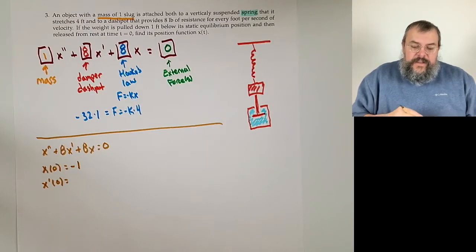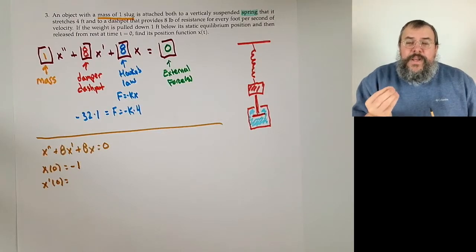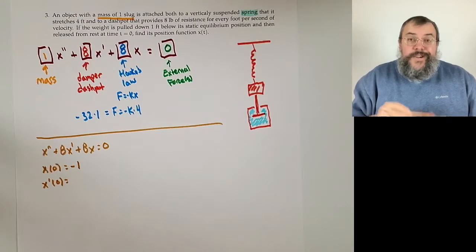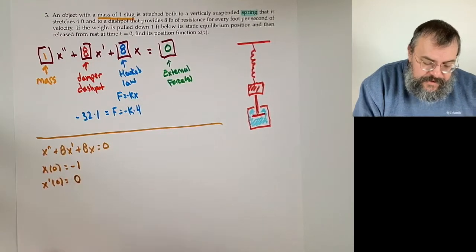And then it says released from rest. What does that mean? Well, it means that you pulled it and then you just let it go. In other words, there's no initial velocity. So x prime of 0 equals 0.